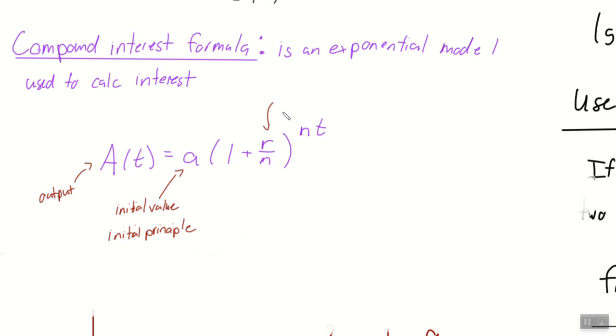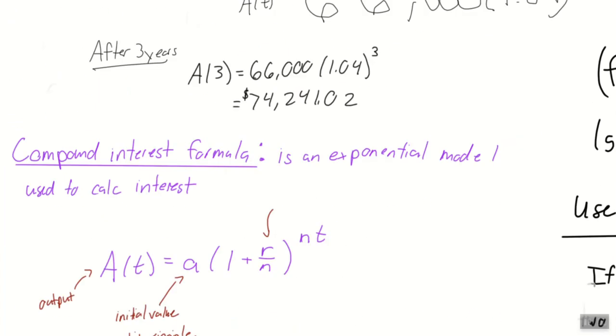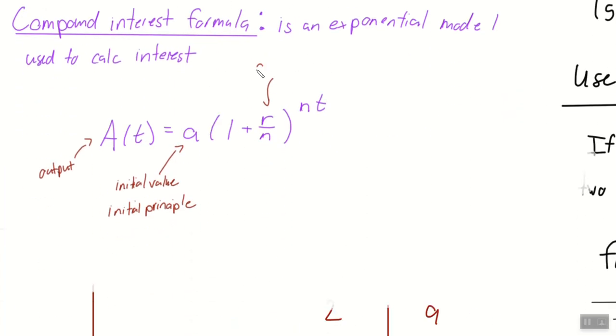What is my R? Do we know? How much did Sunny invest? 4%. So that is our annual investment rate, the annual interest value. T is still time and is still our input. It also could have been called an argument. That's where we're plugging in our values.